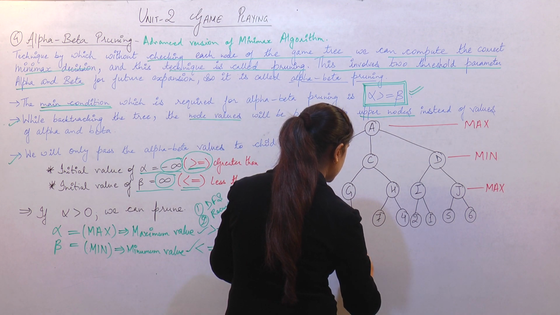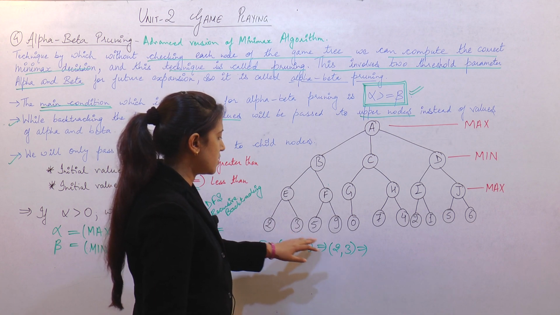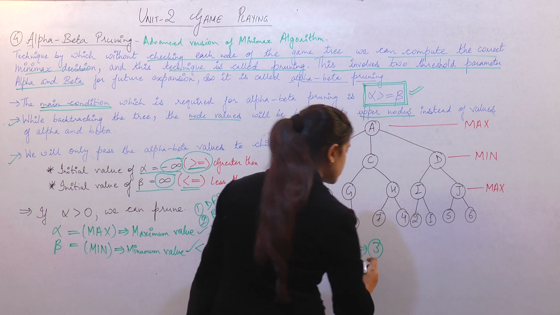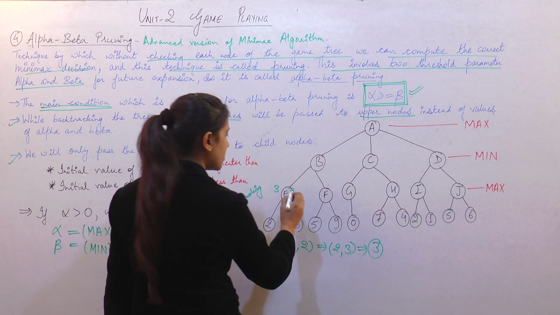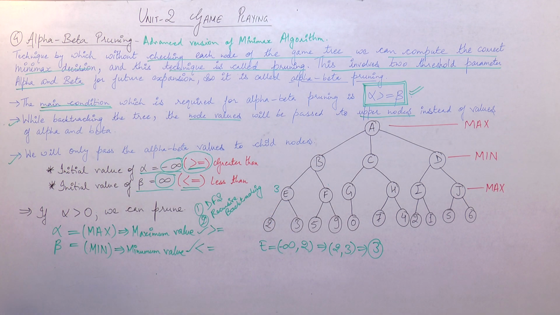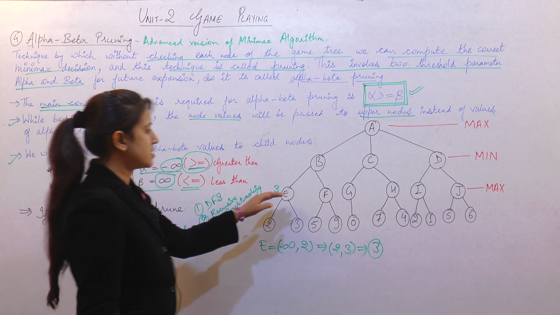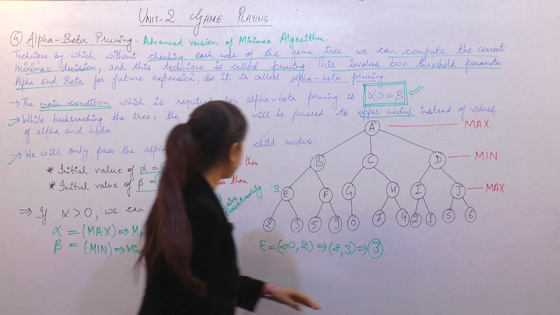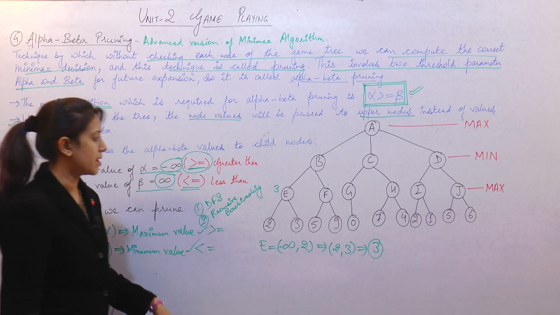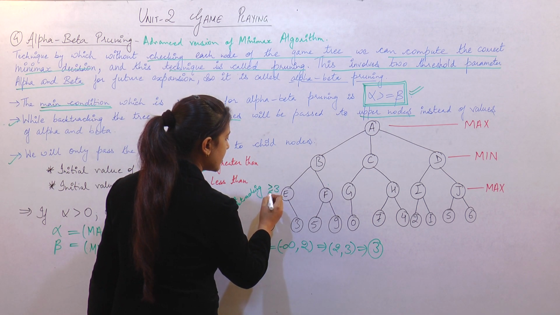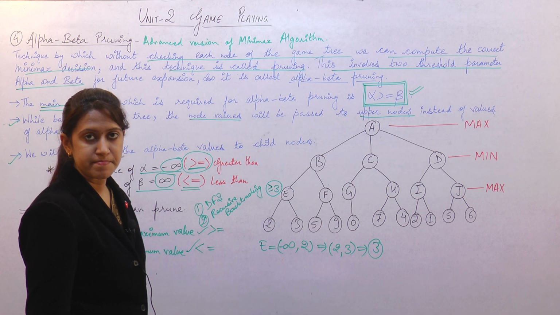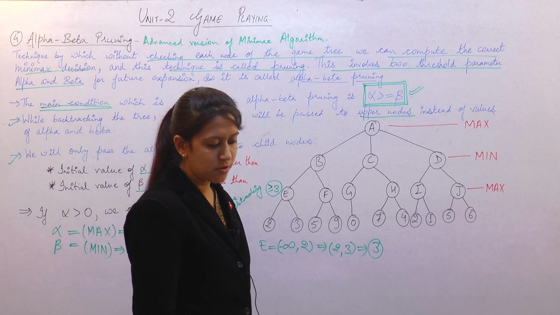Then 2 is compared with 3. Among 2 and 3, the greatest value is 3. So 3 will be the value of node E. Always remember, 3 will be the value of node E. Since at this level max is playing, we will represent max with the greater than equals to symbol. So here we will write greater than equals to 3. This will be the value of node E.